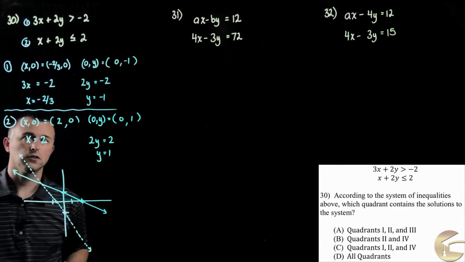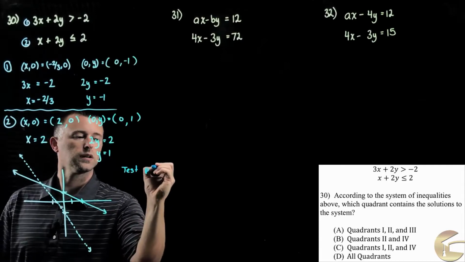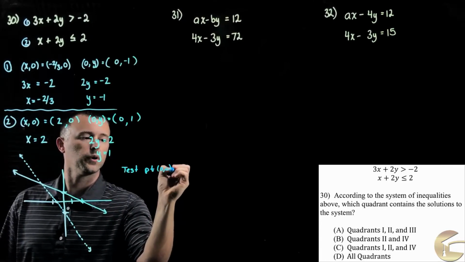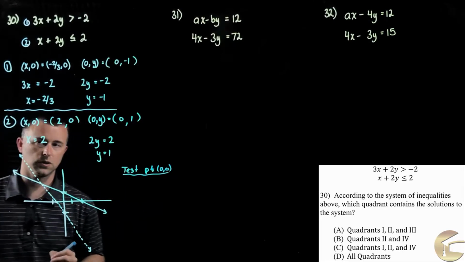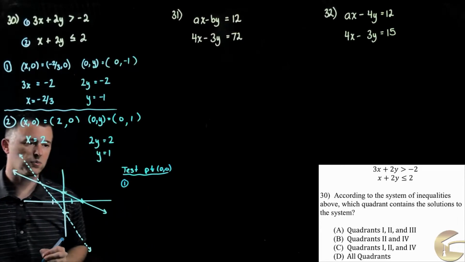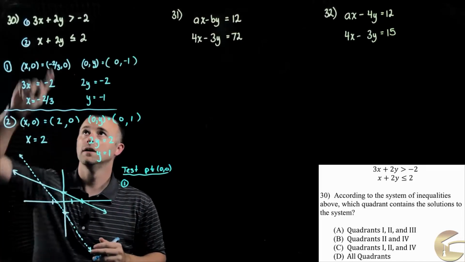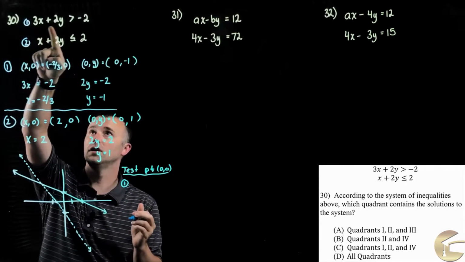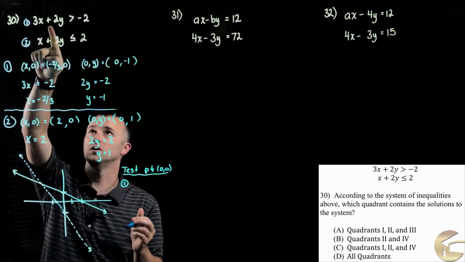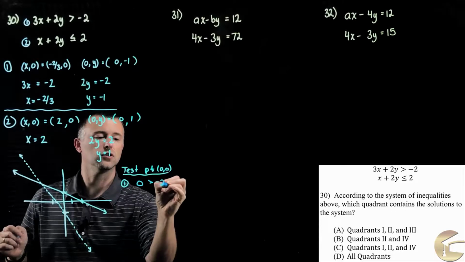All right, so next up, we're going to pick our test points. Remember, your test point, as long as it doesn't go through this point, we can use it, is (0, 0). So equation number 1, I'm going to plug in my test point and see if it works. This tells me if I should shade towards that point or away. So equation 1, all these are just going to be 0. 3 times 0 plus 2 times 0 is 0, is greater than negative 2.